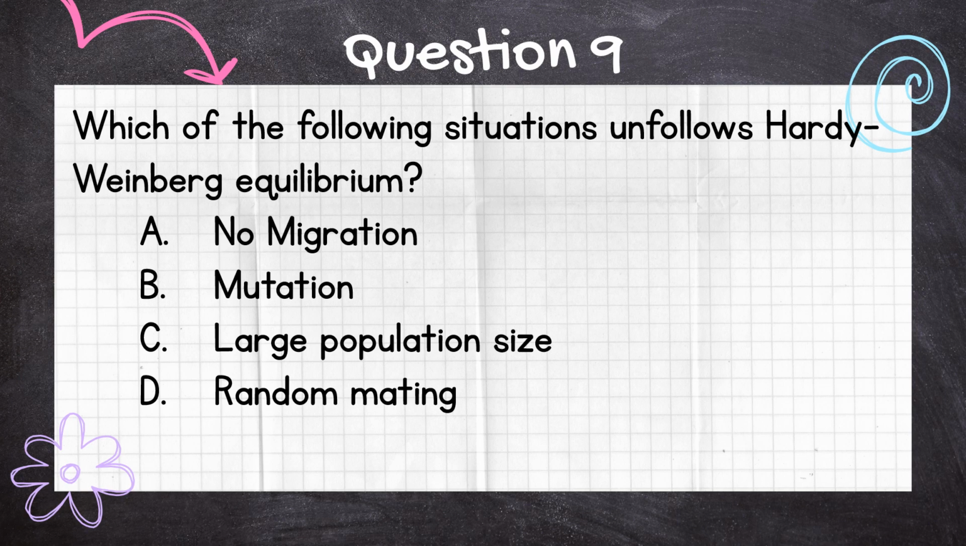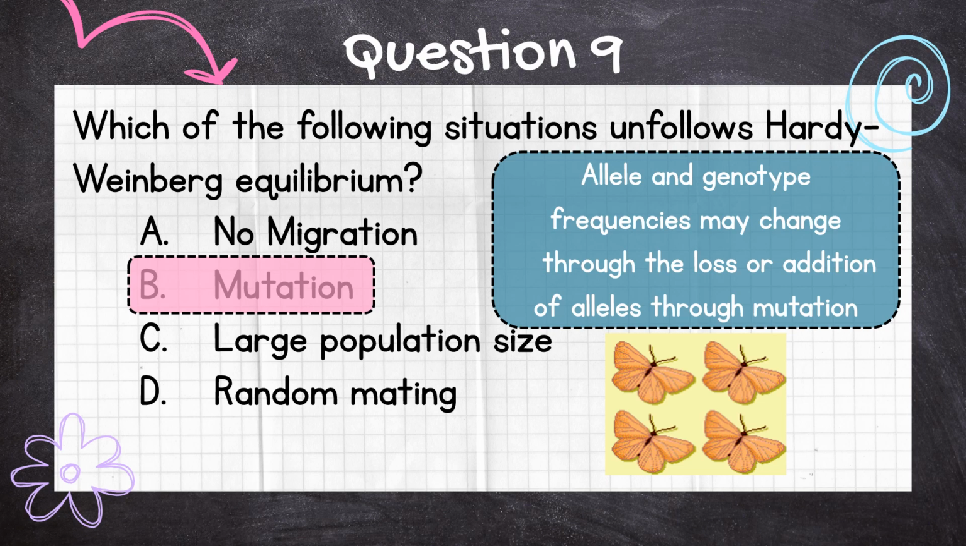Question 9. Which of the following situations does not follow Hardy-Weinberg equilibrium? The answer is B, mutation. This is because when mutation occurs, allele and genotype frequency may change through the loss or addition of alleles.